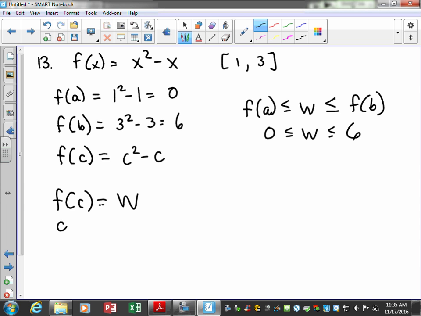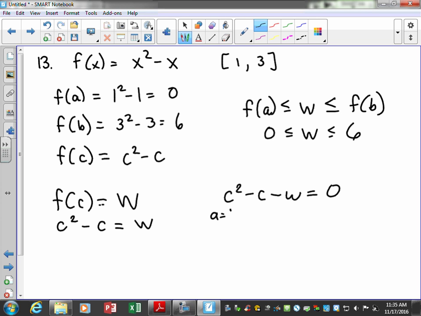So we take f of c, which is c squared minus c, and set that equal to w. Now, algebraically, keep in mind these are just going to be values, just numbers. So c squared minus c, if I move w over and set it equal to 0, we can try to factor that, but what happens if we're not able to factor it? What's the other thing we can use? Quadratic formula. So we're going to use the quadratic formula to find c in terms of w.